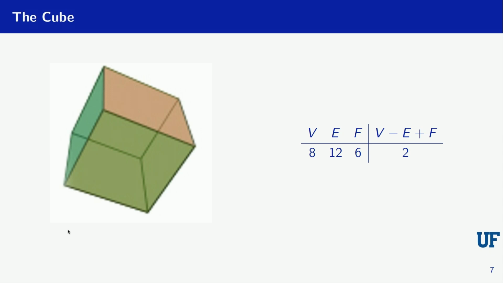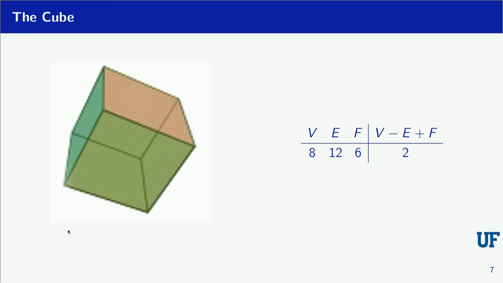Okay. And again, let's look at this weird formula. So there are 8 vertices. There's 8 corners on a cube. There are 12 edges, if you count 1, 2, 3, 4, 5, 6, 7, 8, 9, 10, 11, 12. And there are 6 squares, 6 square faces. And so V minus E plus F is 8 minus 12 plus 6, which is 2.